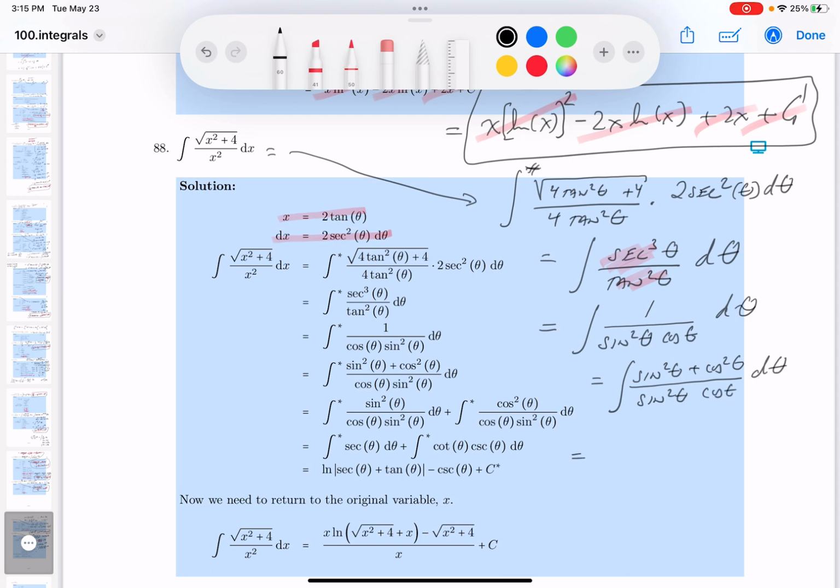And then I would probably split it into 2 integrations. The first integration would be sine squared over sine squared. That would just cancel off, and we're left with secant theta d theta. I'm sorry, I didn't mean to do that. What I did was just this divided by that, and it's going to be plus now cosine over sine squared.